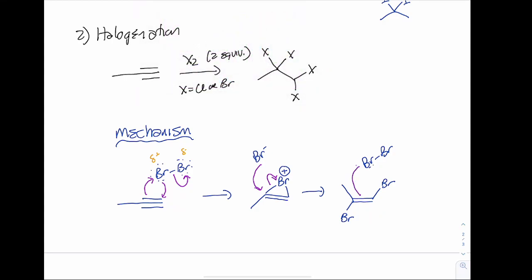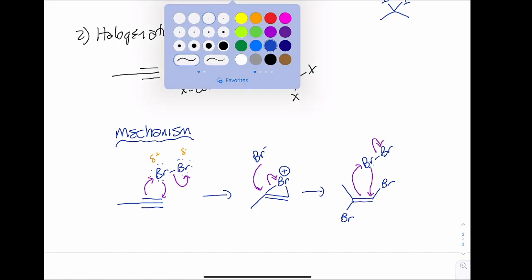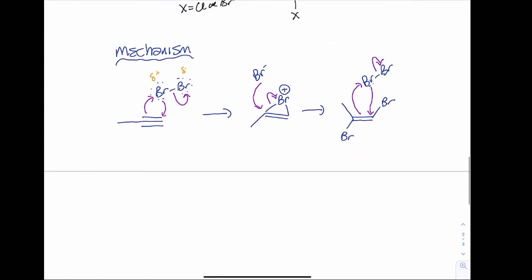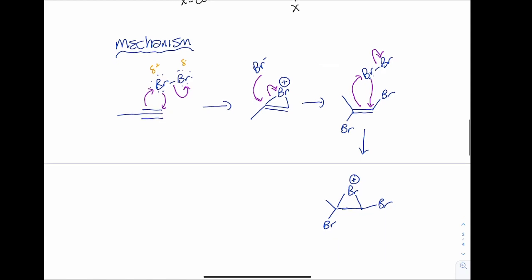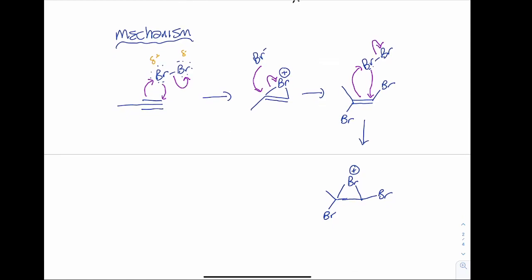So pi electrons grab the bromine, lone pair grabs onto that carbon, and then those electrons go onto bromine. Drawing that intermediate, I now have a single bond there. I do have a bridged bromonium ion. I have a bromine and a hydrogen on this side, and then a bromine and a methyl group on the other side, positive charge. Bromine floating around.